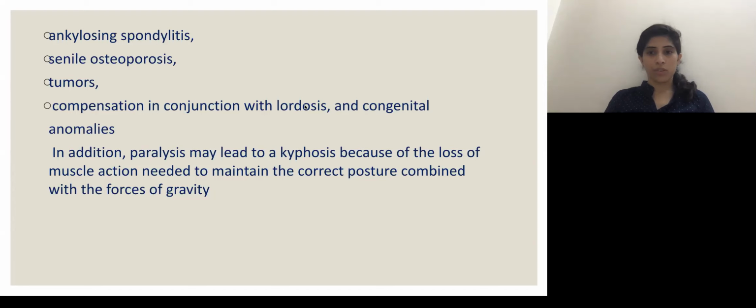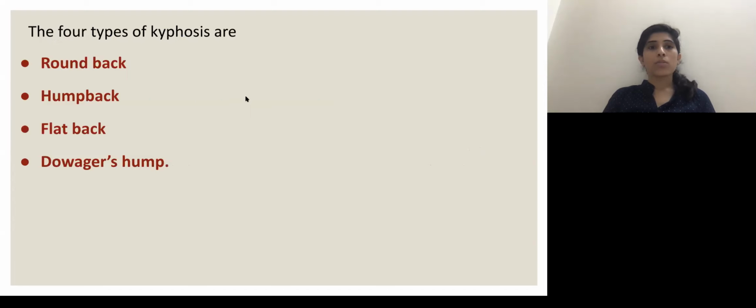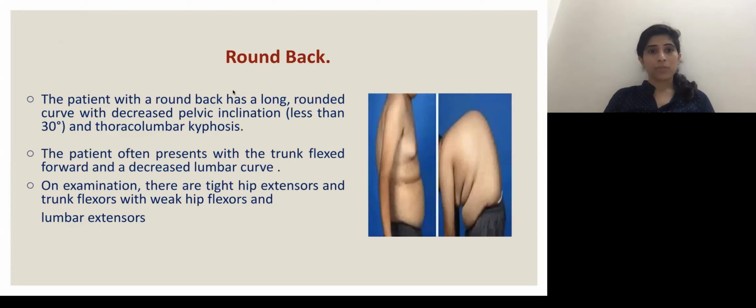Sometimes paralysis may lead to kyphosis because of the loss of muscle tone, which helps to maintain the erect posture. Okay. So there are different types of kyphosis: round back, hump back, flat back, and Dowager's hump. So round back. The patient with the round back has a long rounded curve with decreased pelvic inclination. The patient often presents in a trunk flexed position. Whenever we ask the patient to flex in the forward direction, this hump will be prominent.